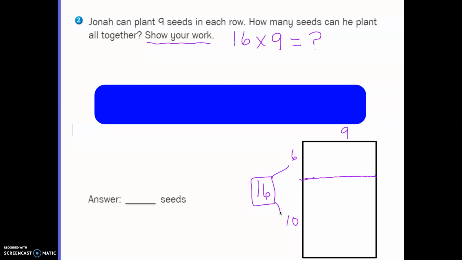And then the 9, because I can plant 9 in each row. So what I'm going to do is take that 6 that I separated from 16, and I'm going to go 6 times 9, because that's 6 rows with 9 in each row, and that's a basic fact, and that's 54. Then I know I have 10. I partition that. So I'm going to take my 10, and I'm going to multiply it by the 9 in each row, and I get 90.